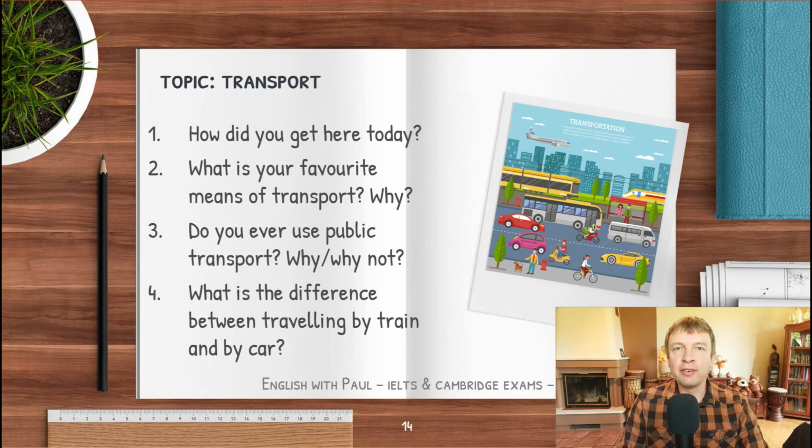The third topic I've chosen is transport. How did you get here today? Here, it means to the exam center. What is your favorite means of transport? Why? Do you ever use public transport? Why or why not? What is the difference between traveling by train and by car? Answer these questions now.